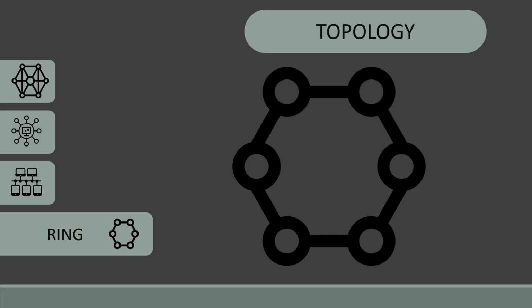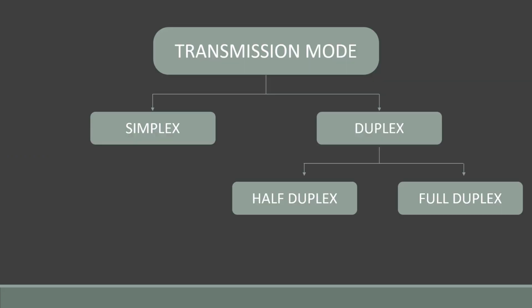Okay. Now moving on to our next topic, which is transmission mode. Transmission mode refers to how data is transmitted between devices in a communication network. It defines the direction of data flow. There are two primary transmission modes. First is simplex and second one is duplex. Duplex is further divided into two types, which are half duplex and full duplex.